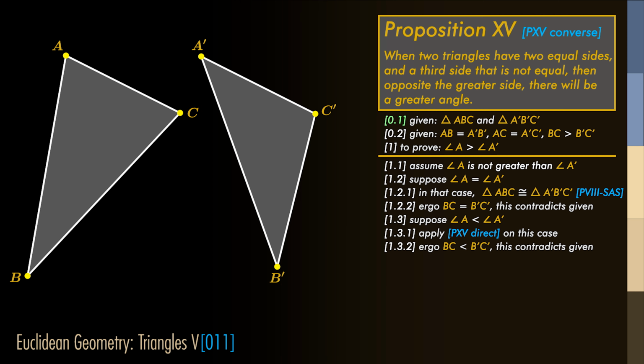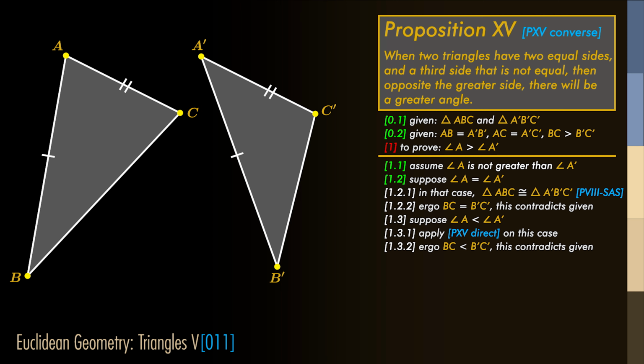We now start with two triangles ABC and A'B'C', where sides AB and AC are equal to A'B' and A'C' respectively, just like in the direct case. But now we start with the given that side BC is greater than side B'C'. We need to prove that the included angle A is greater than the included angle A'. Let's prove that A is not smaller or equal to A'.